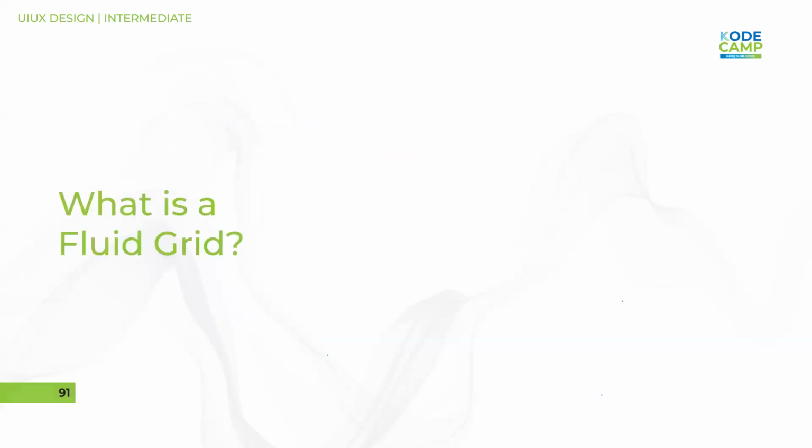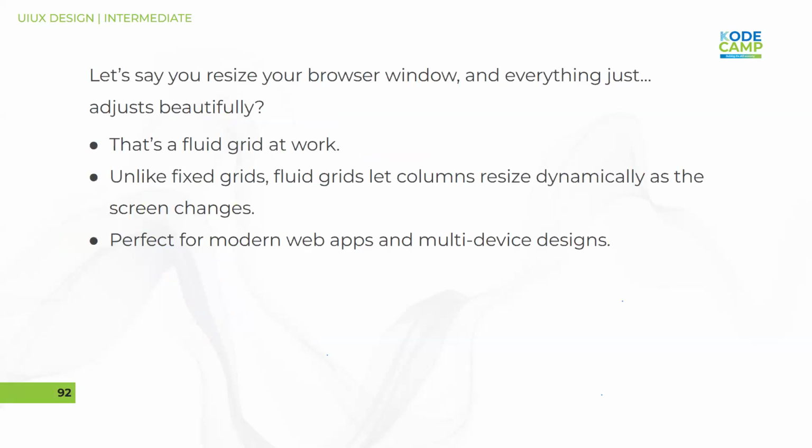Okay. So we have what we call fluid grid. So what is this fluid grid? Let's say you resize your browser window and everything just adjusts beautifully. That is what we call fluid grid. Unlike fixed grids, fluid grids let columns resize dynamically as the screen changes. So it is perfect for modern web apps and multi-device designs.